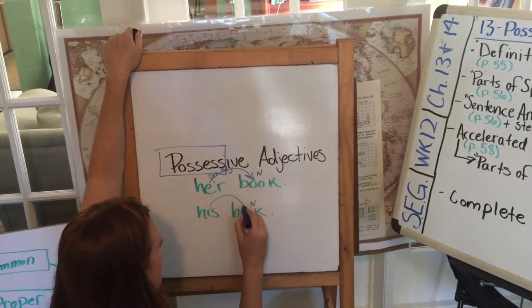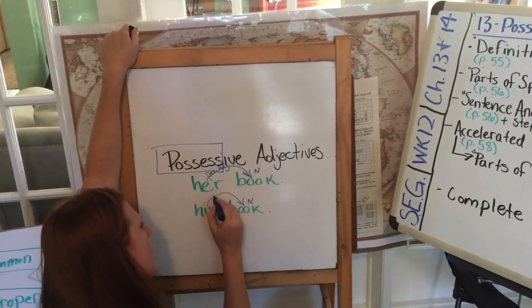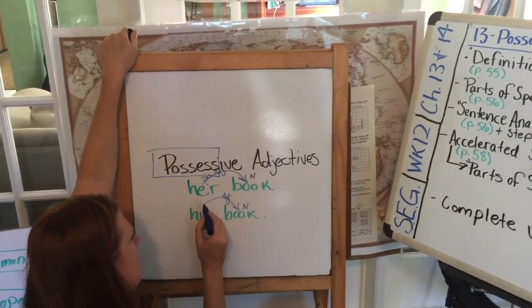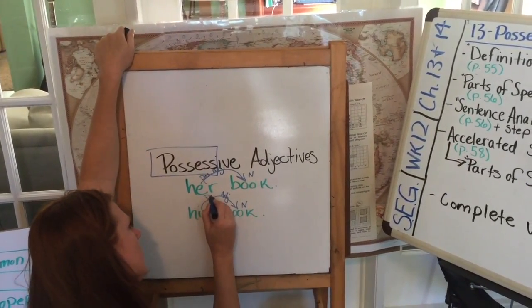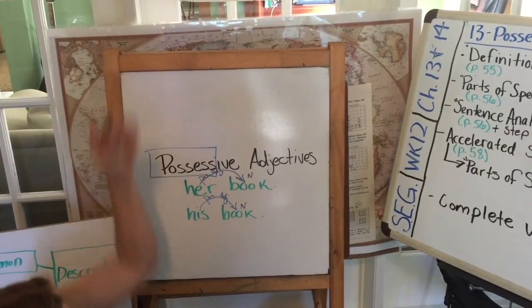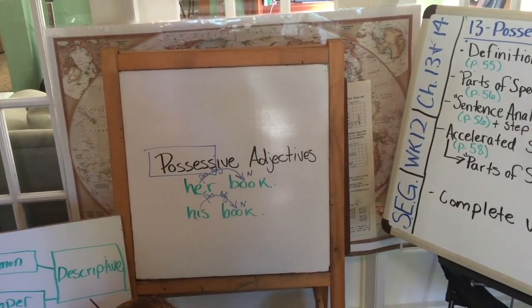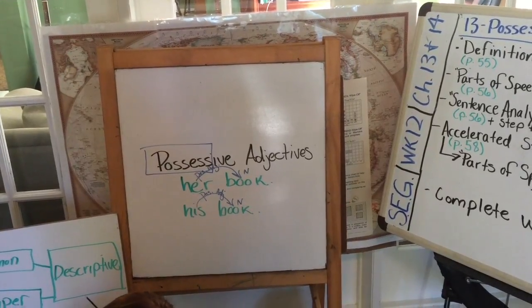Then we have his book. Again, it's an adjective, but it's a possessive adjective, so we're going to write POS in front of it. Okay? So write down a couple of those examples. You can think of some other ones if you like.